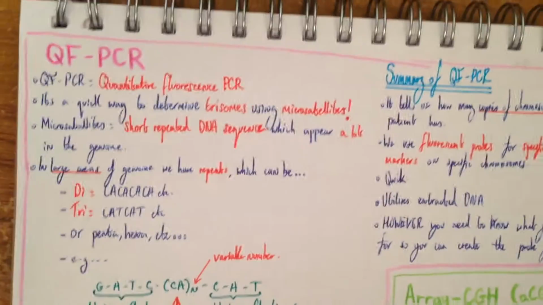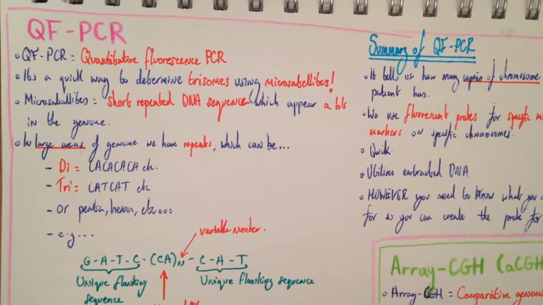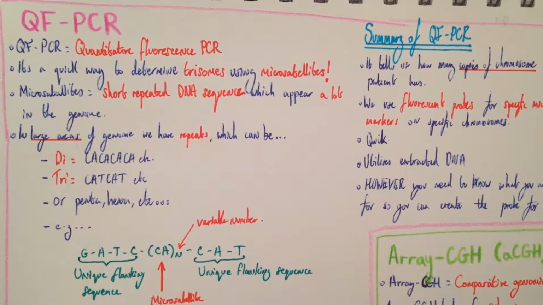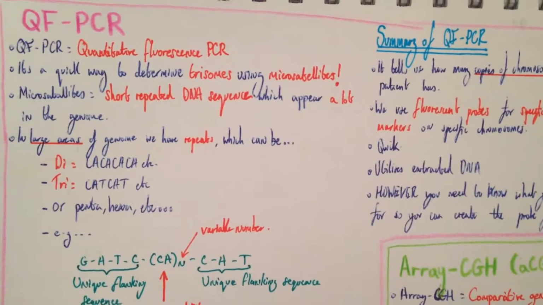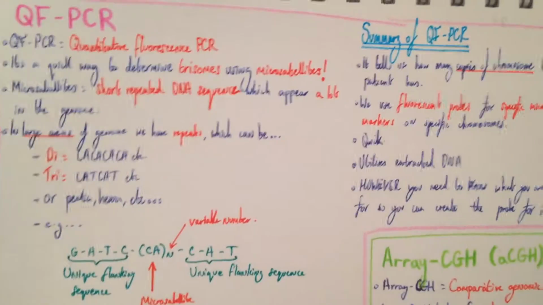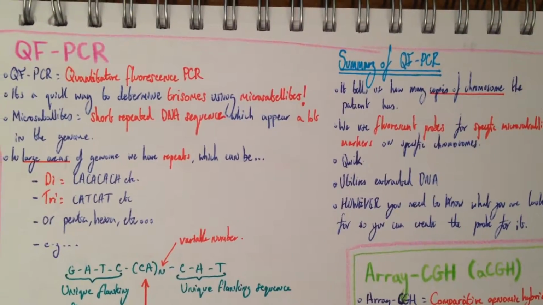So we move on to QF-PCR. QF-PCR stands for Quantitative Fluorescent PCR. It's a quick way to determine trisomies using microsatellites. So what are microsatellites? Microsatellites are short repeated DNA sequences which appear a lot in the genome.